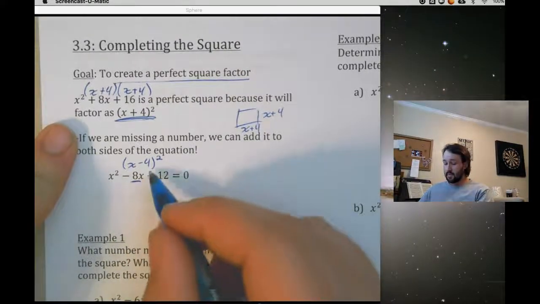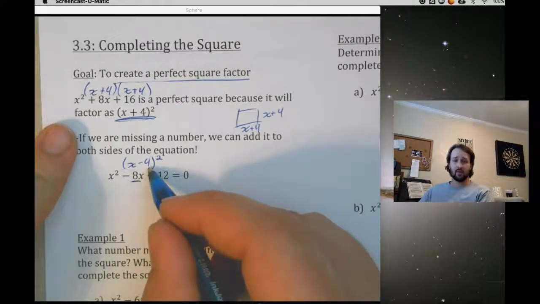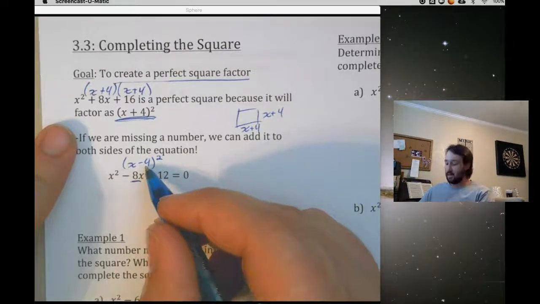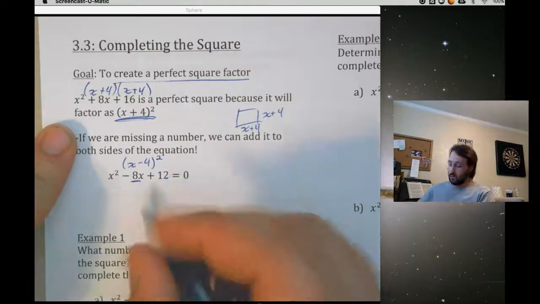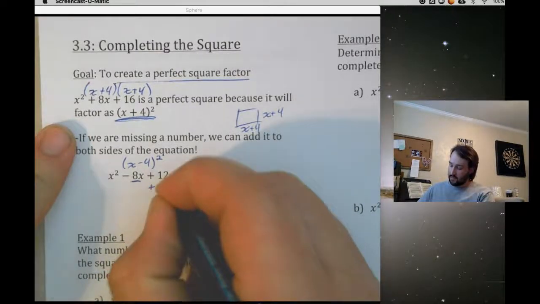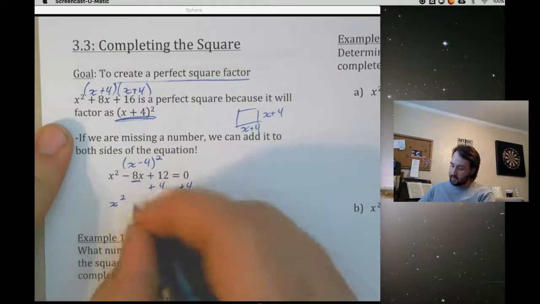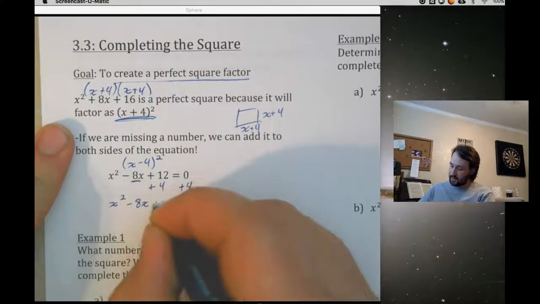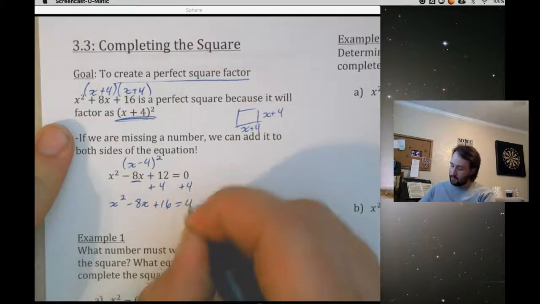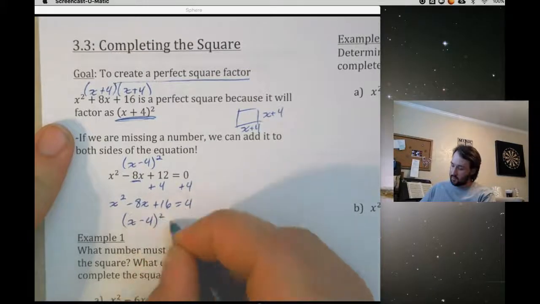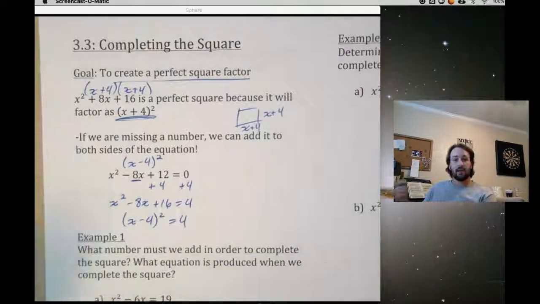So in this case, I want to have (x - 4) squared, but if I take negative 4 and multiply it by itself, that would create 16, but I only have 12. So what I can do is add 4 to both sides of the equation, and this becomes x squared minus 8x plus 16 equals 4. Now it will factor as (x - 4) squared equals 4, and then I can factor it or do whatever else I want with it.